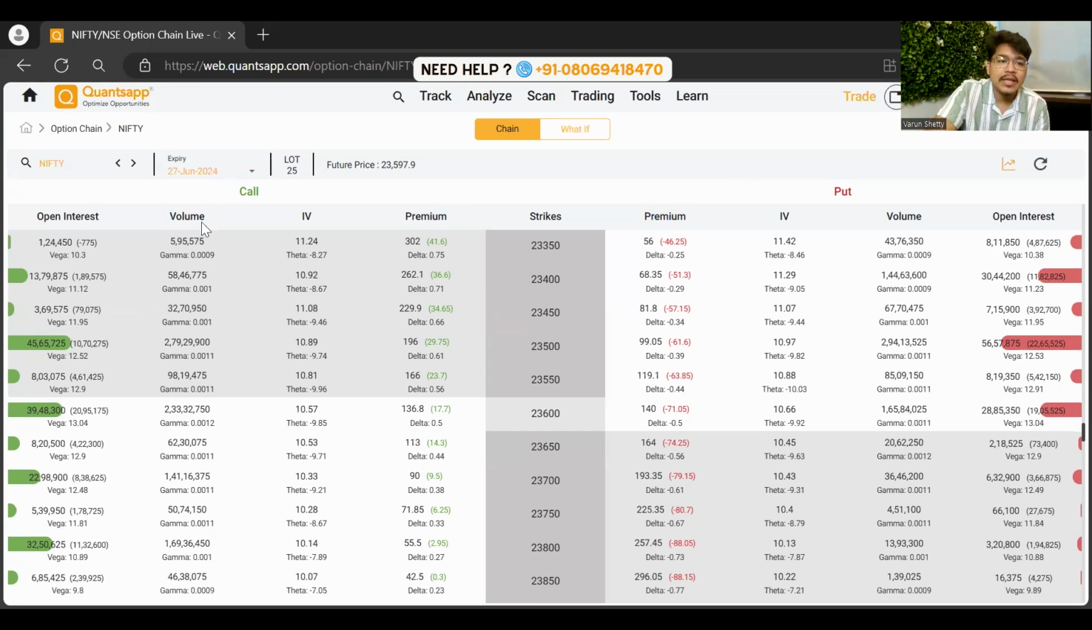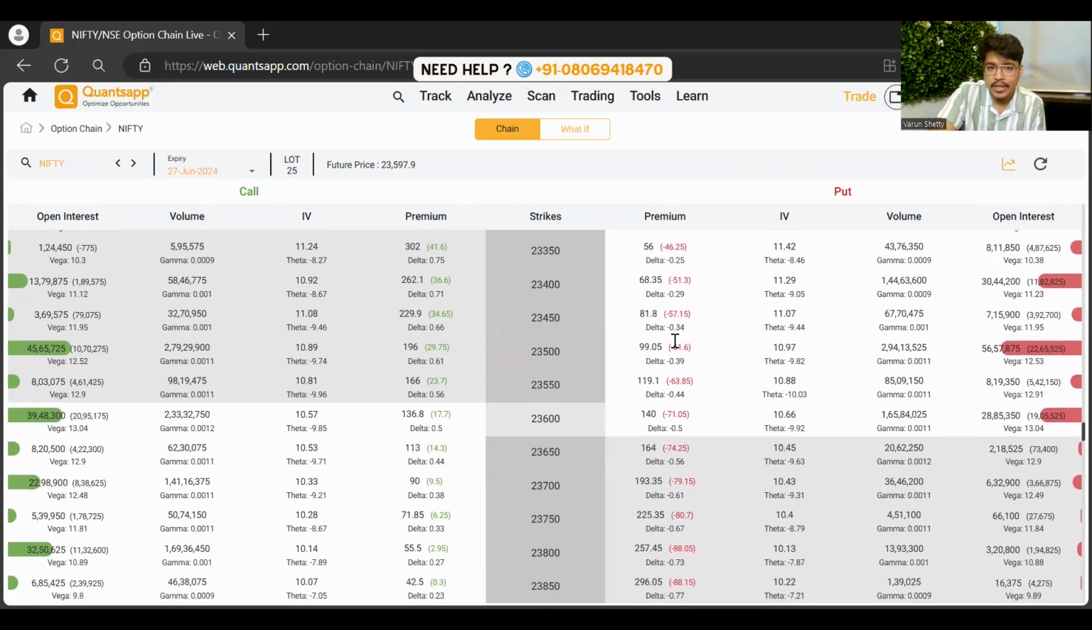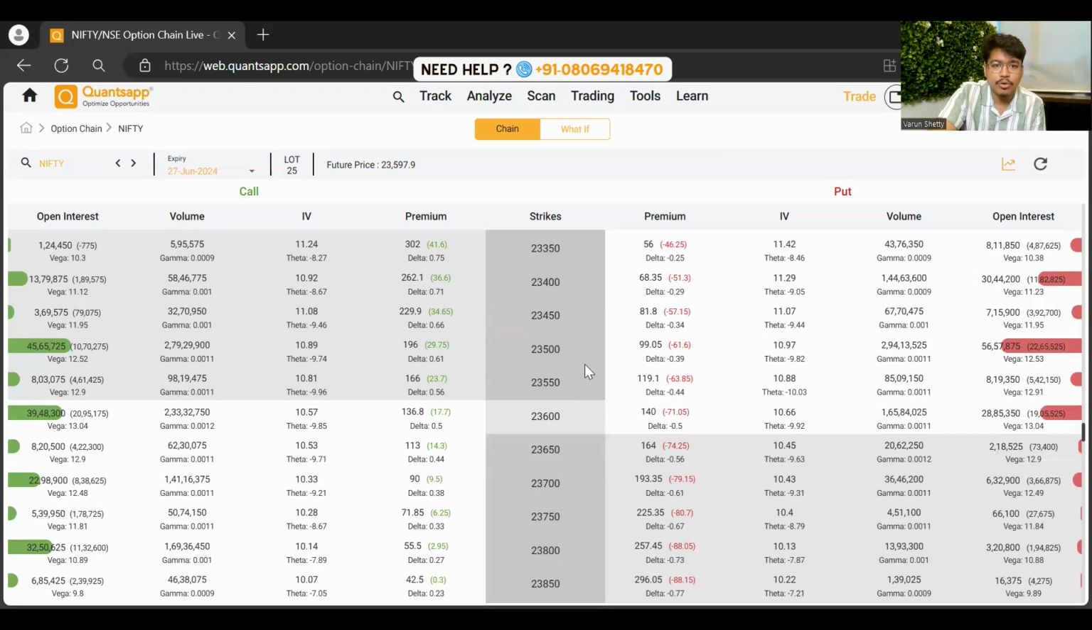Then just beside that, we have open interest data as well, right? Open interest data will always be available. Open interest data is the most common thing that you will find in every option chain. Every option chain will have open interest data because that is something that all the traders are using. Options open interest, everyone is using.